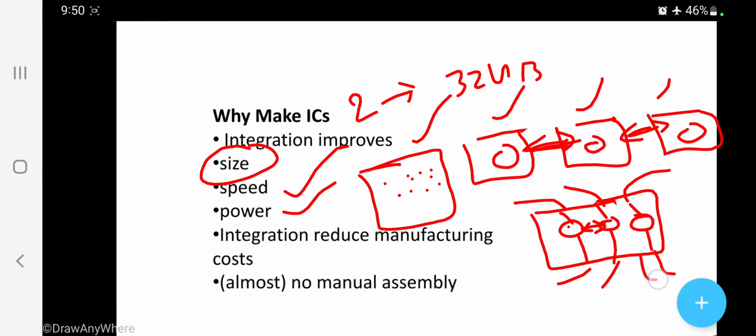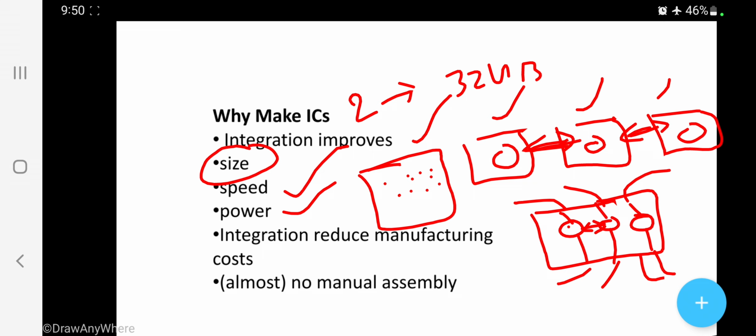A single power supply is required to connect one single IC. Power requirement is going to decrease, and the power dissipation is also going to decrease. We'll see what those are. Okay, next.